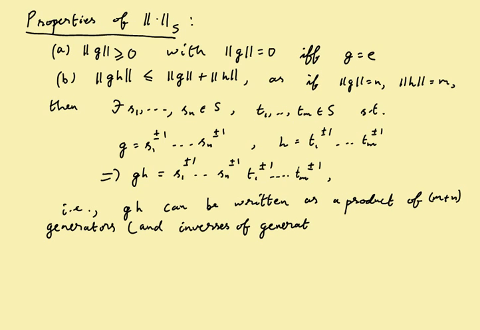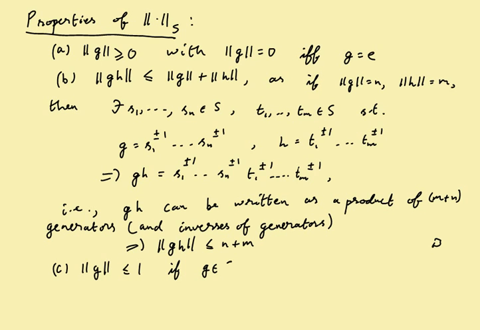What is the consequence of this? Remember what is the norm? Okay, so the norm is the smallest way in which you can write it as a product. Now you can write it with n plus m, and so you can perhaps write it with even fewer or perhaps not, but whichever way it is, the norm of gh is at most n plus m, which is the sum of the norms. Okay, so we have seen the usual norm properties. We also see another simple fact, which is norm g is less than or equal to 1 if g belongs to S, a generator. This by definition, it can be written as one letter.